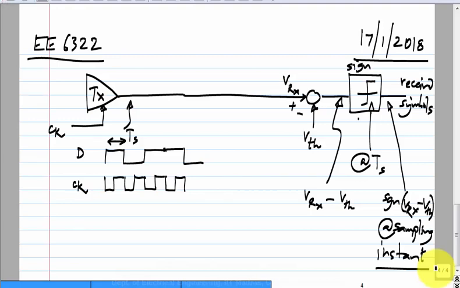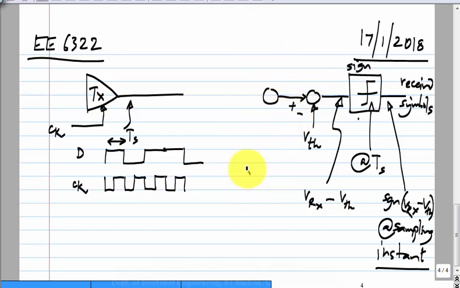So, what can go wrong in this? What could make the received symbols be different from the transmitted symbols? Yeah. Noise. Okay. So, there can be added noise. For now, we will use the standard model. We will refer all the noise to the input of the receiver.